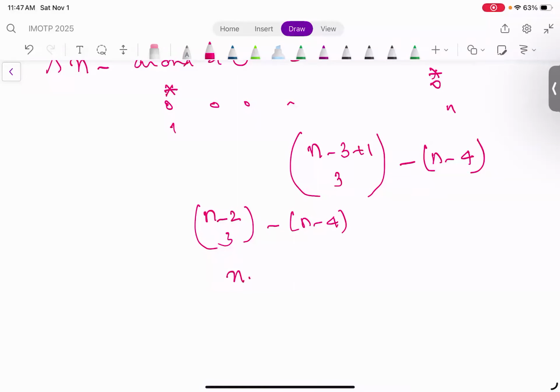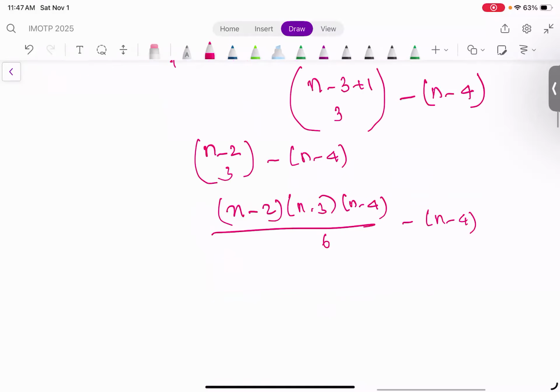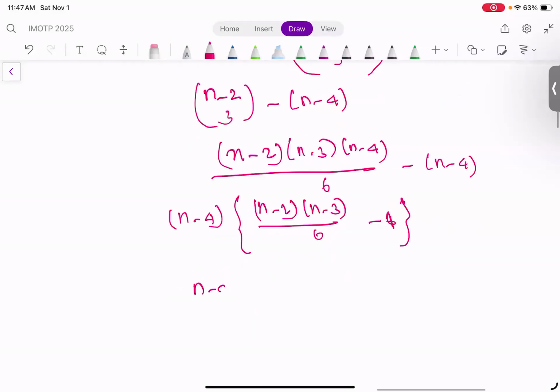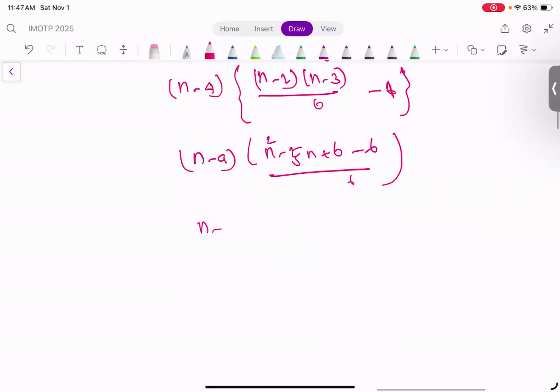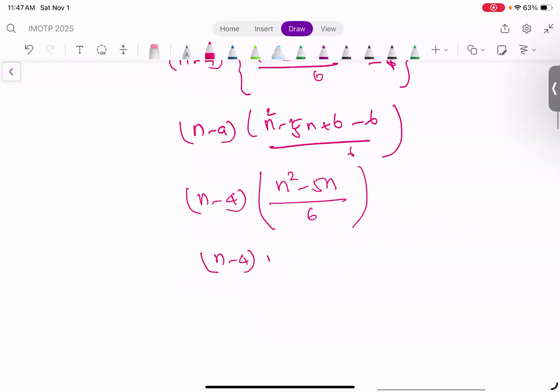So let us look at it this way. This is (n minus 2) into (n minus 3) into (n minus 4) by 6, minus (n minus 4). So I will take this n minus 4 out. The remaining thing is (n minus 2) into (n minus 3) by 6, minus 1. Same as (n minus 4) into (n minus 2)(n minus 3) is n square minus 5n plus 6, minus 6, by 6. So this is (n minus 4) into (n square minus 5n) by 6. It is the same as (n minus 4) into n into (n minus 5) divided by 6.